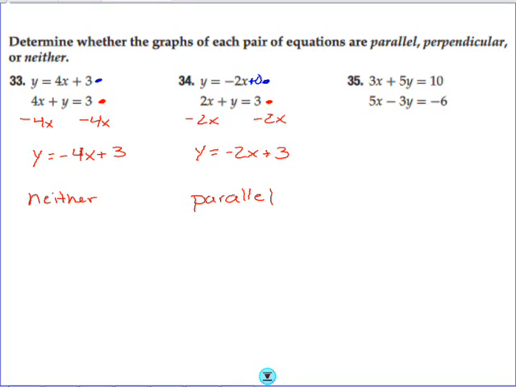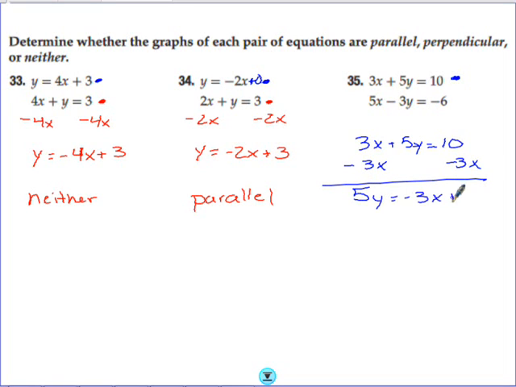Now neither of these are in slope-intercept form, so we have to transform both of them, but that's okay because we know how to do that. So for the first one, 3x plus 5y equals 10. I'm going to subtract 3x from both sides. So 5y equals negative 3x plus 10, and then I'm going to divide everything by 5. So y is equal to negative 3/5 x, because that's simplified, and then 10 divided by 5 is 2. So there's the first line.